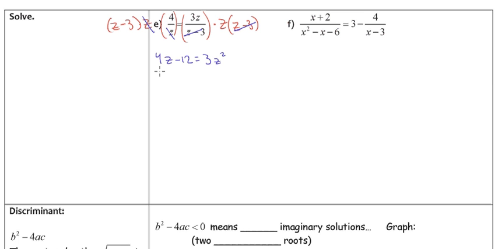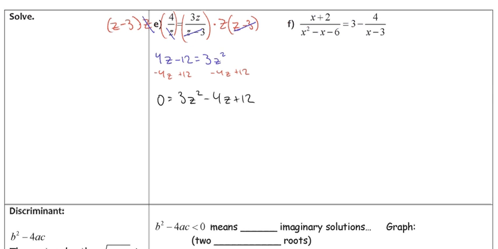All right, from here we'll subtract 4z and add 12 to both sides, so minus 4z and plus 12. That gives us 0 equals 3z squared minus 4z plus 12. And so if you want to look at it, see if you can factor it, go ahead and pause. I would run through, see what you get with your discriminant. And again, if it's a perfect square, then it's factorable.